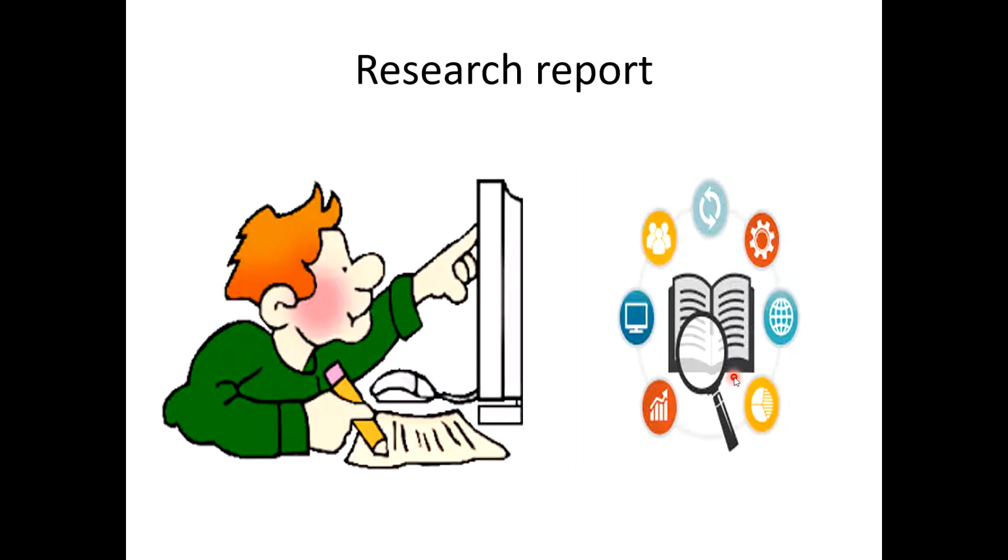There are different components which make them different from each other. And above all, the dissertation is a very, very comprehensive work. It does not skip any of the dimensions of the research work. But the research report is actually objective based. It is usually concise. It does not contain a bigger chunk of literature review, the chapter of literature review. The other components of the research report and dissertation are the same.